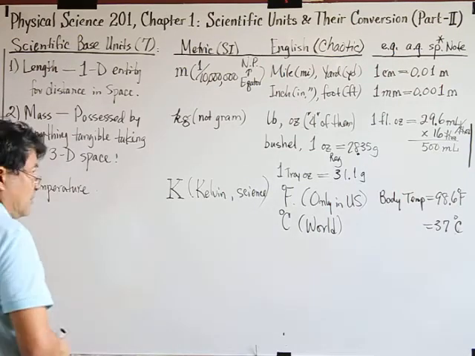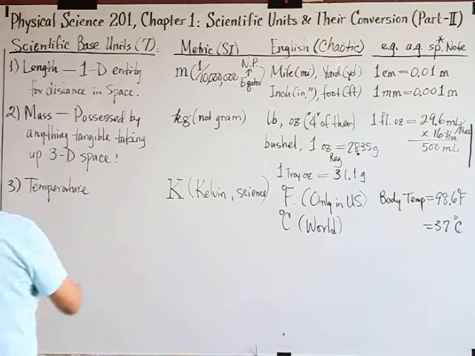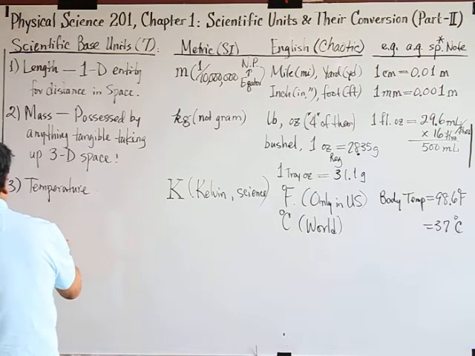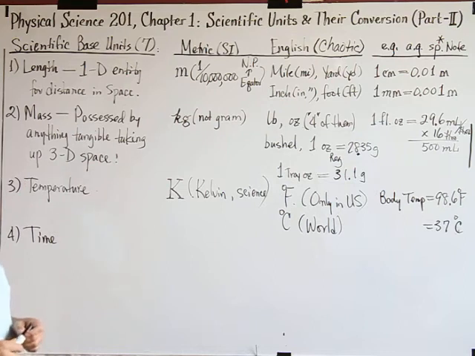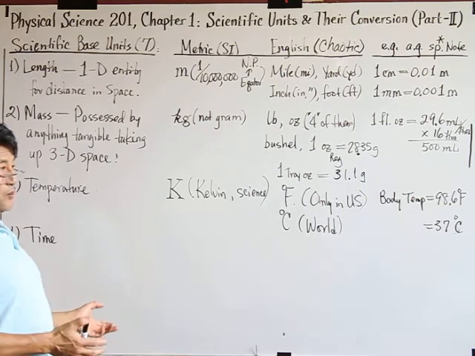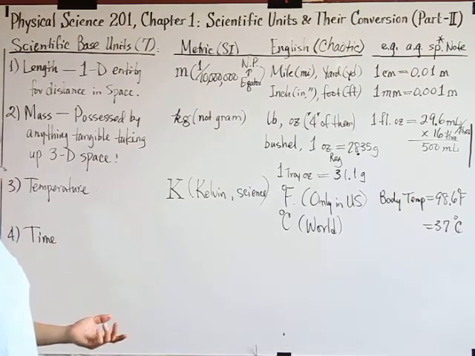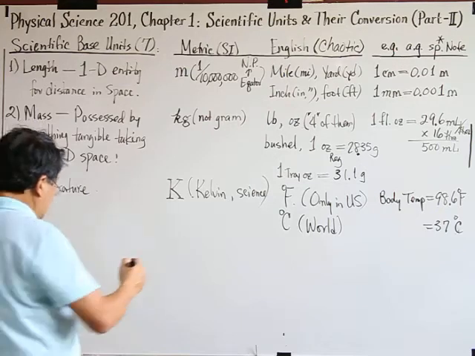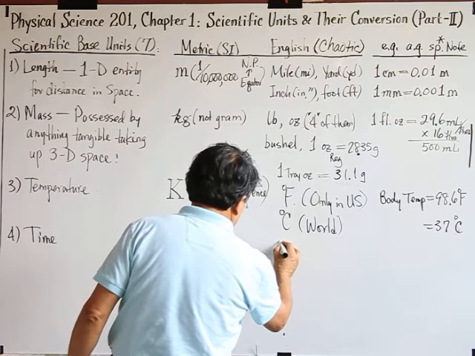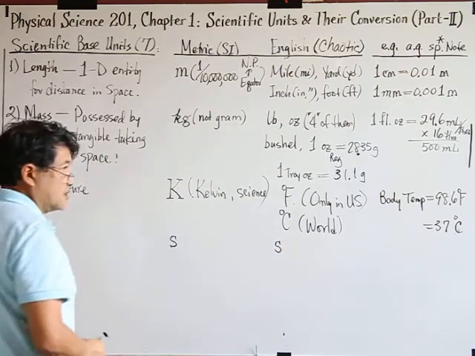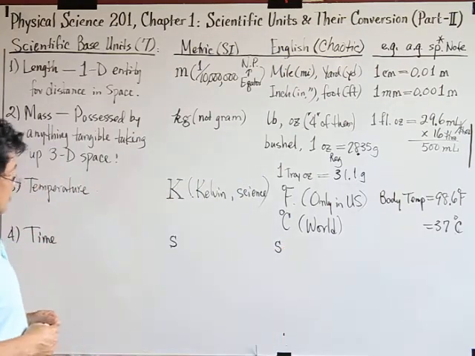The next base unit, number 4, we talk about time. Time scale just happened in the past. The time scale was set exactly the same between the two systems. Between metric and English, both use second as the base unit. All right, second. That is second, small s, not big s. Second.